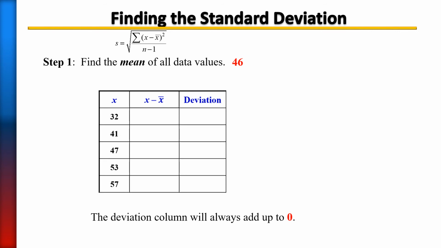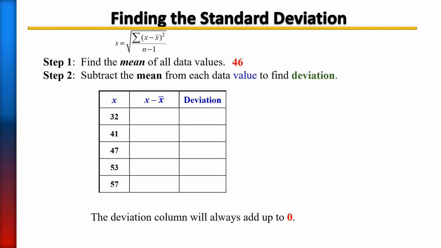Your next step is you're going to subtract that mean of 46 from each of your data values. Subtract the mean from each data value to find what is called the deviation. So again, you're going to take the first value, 32, take away 46. 41, take away 46. 47, take away 46. 53, take away 46. 57, take away 46. Go ahead and do those calculations.